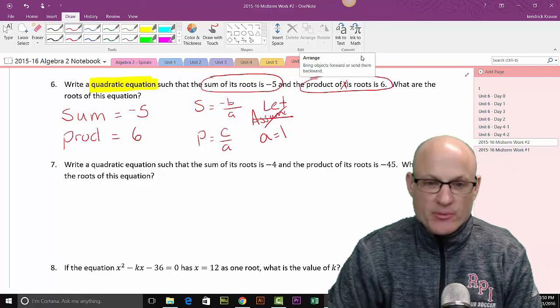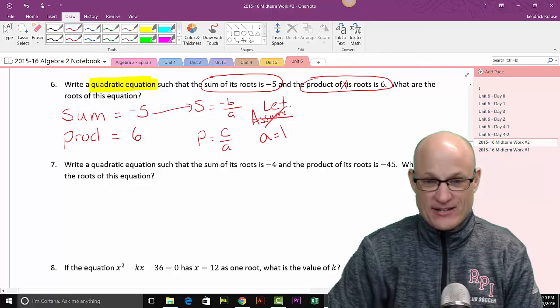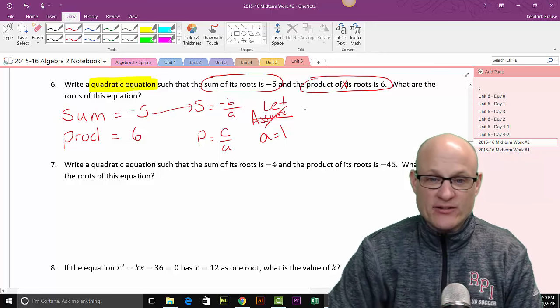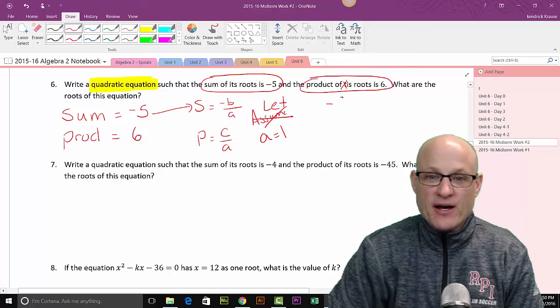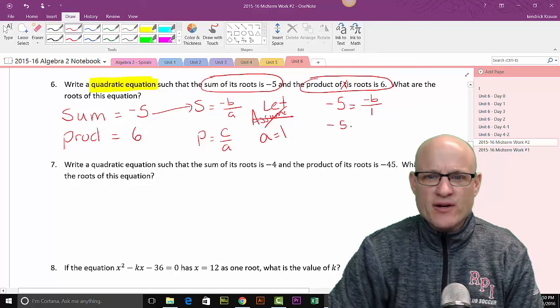And now we're going to use these formulas. We know that the sum is -5, and we also know that a is equal to 1. So -5 is equal to -b over 1. Well, isn't -b over 1 really just -b? So this thing turns into -5 is equal to -b. Divide both sides by -1, I get b equals 5.